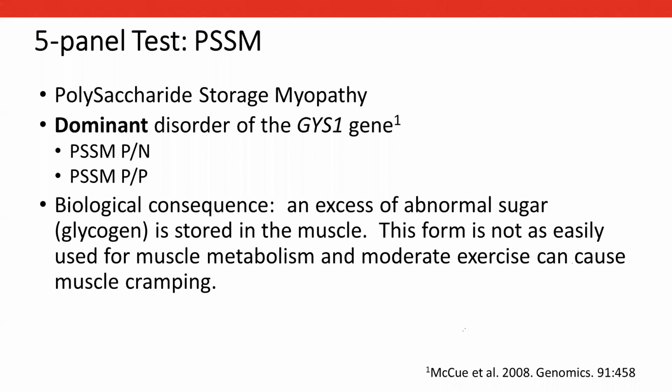What happens if your horse has this mutation is that this gene causes an excess of abnormal sugar to be stored in the muscle. So this form of the sugar, this glycogen, is not as easily used for exercise. Horses need glycogen as a source of energy for muscle contraction and muscle metabolism. When a horse has this mutation, they can't mobilize that energy source properly. And so the consequence is that after moderate exercise, those muscles can't function properly and they will cramp up.